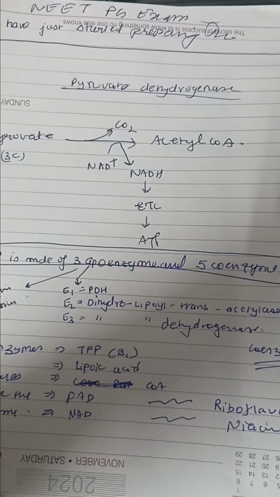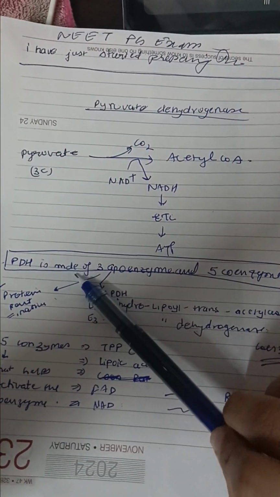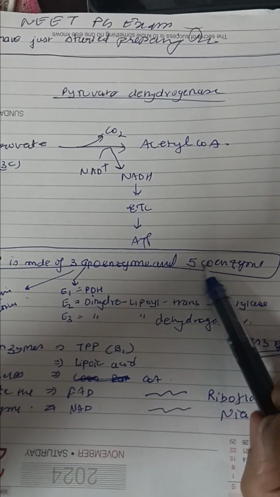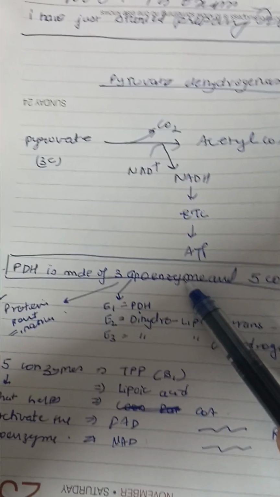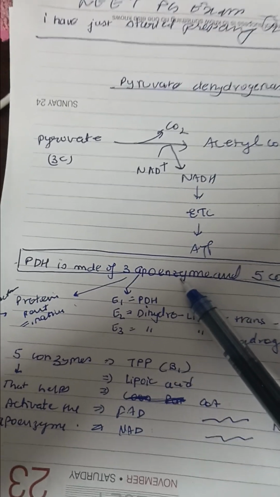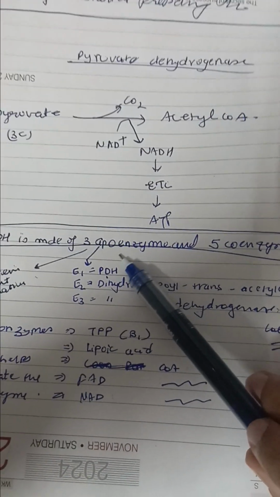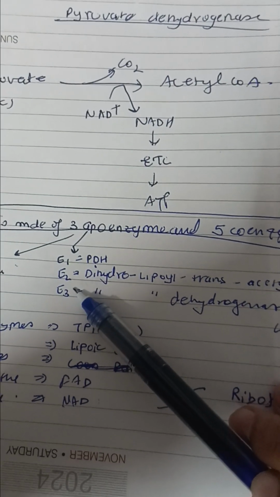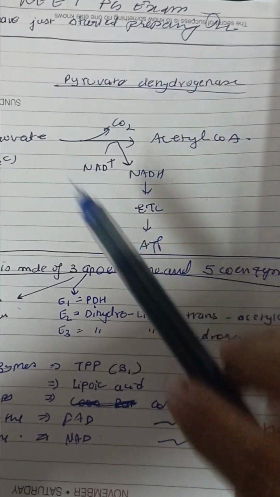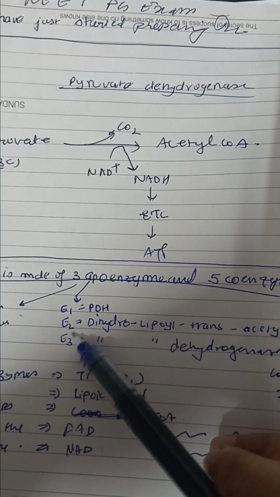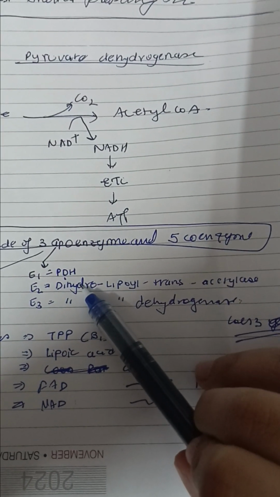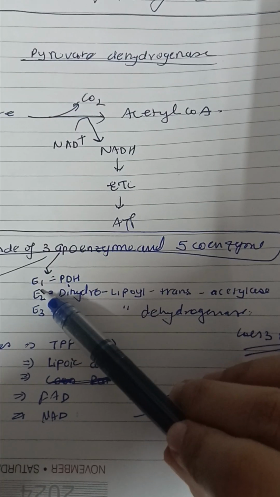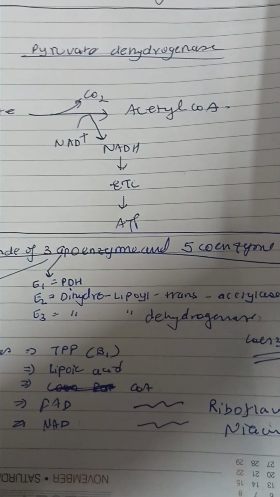But pyruvate dehydrogenase is actually a very complex structure, which means that it contains 3 apoenzymes and 5 coenzymes. So 3 apoenzymes are the inactive proteinaceous part of an enzyme. So the pyruvate dehydrogenase will actually have 3 apoenzymes: E1, E2 and E3. These are the names. So E1 is pyruvate dehydrogenase.